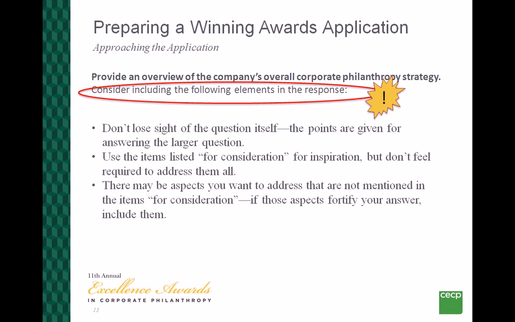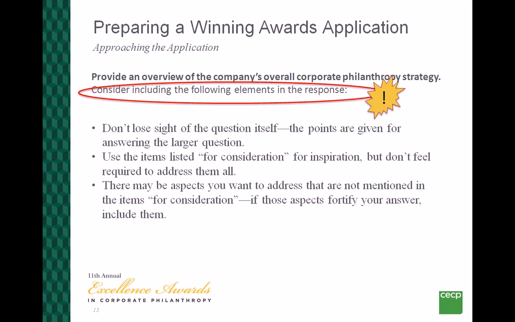The points that the jury will give to each question are really based on your answer to the overall question. The bullet points that you'll see underneath each question are really just for your inspiration. You should not feel required to address them all. You should not feel like you don't have a strong application if you haven't addressed them all. Don't let them cause any type of existential crisis on your side. They're really just to spur your imagination and make sure that if they're important aspects of your program, we've reminded you of them at the critical moment before you tell us about them, to make sure that your story is as complete as possible.